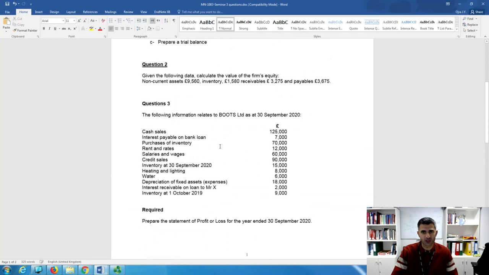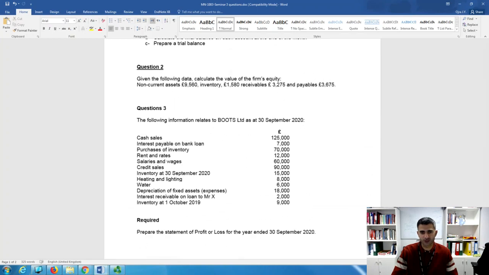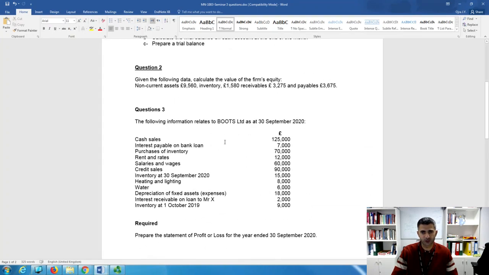Okay, so let's focus on question number 3 then. Question number 3, the following information relates to Boots Limited as at 30th of September 2020. So you've got a lot of accounts here, and at the end the question asks you to calculate the statement of profit or loss for the year ended 30th of September 2020.